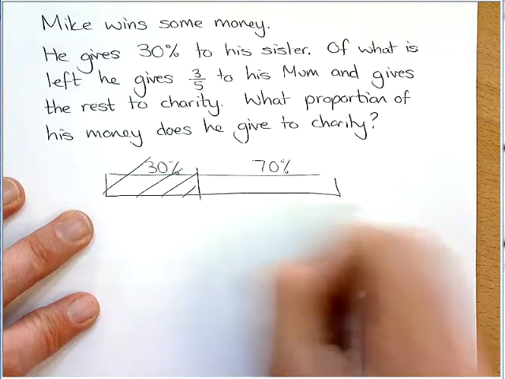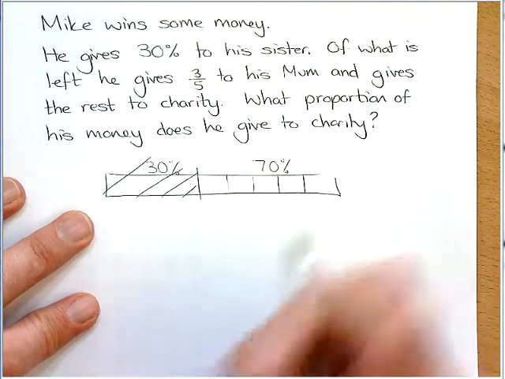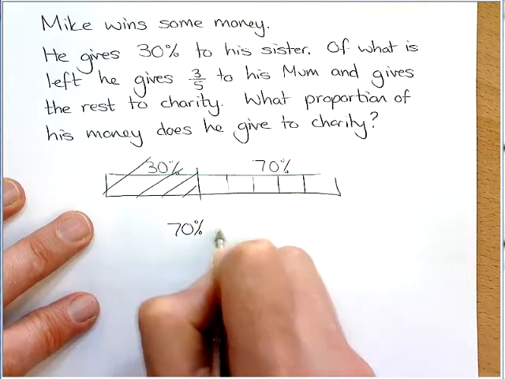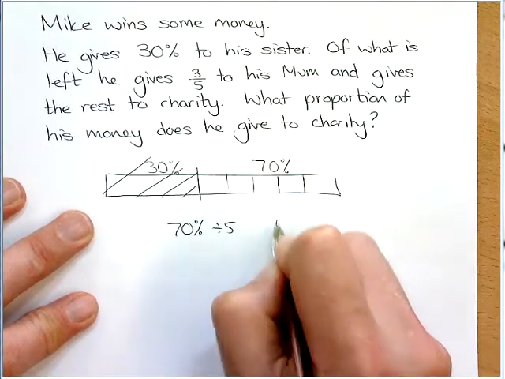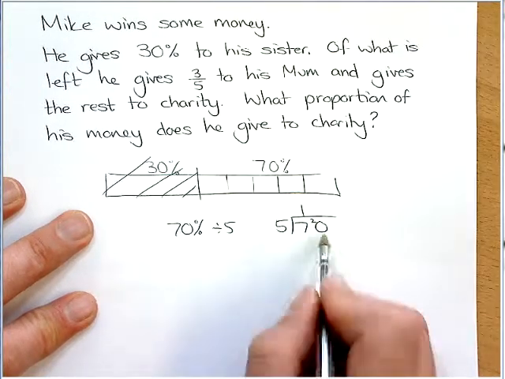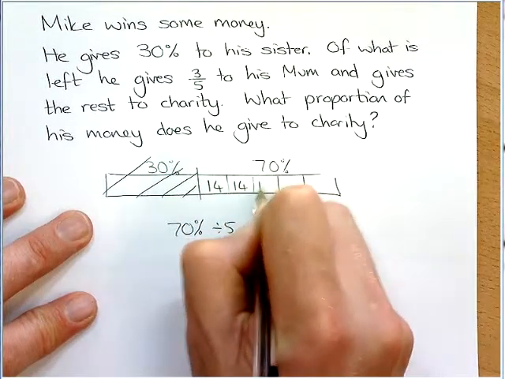So split this into 5. 1, 2, 3, 4, 5. So 70% divided by 5. Well, I don't actually know that. So 5s into 70, well, 1 remainder 2, and 5s into 20 goes 4. So it's 14 in each of these.